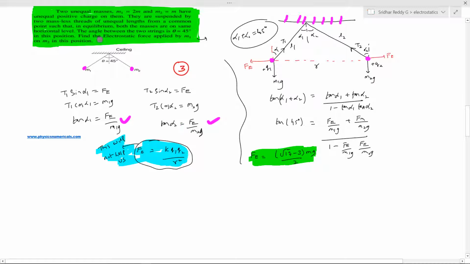What is being asked? Find the electrostatic force applied by M1 on M2 in this position. It is asking to calculate this Fe. So what is Fe? The electrostatic mutual attractive force between them should be F equal to K Q1 Q2 by R square. What is R? R is the separation between them. Then what should we do? We don't know how much alpha 1 and alpha 2 are. Am I right? I know alpha 1 plus alpha 2 is 45 degrees.